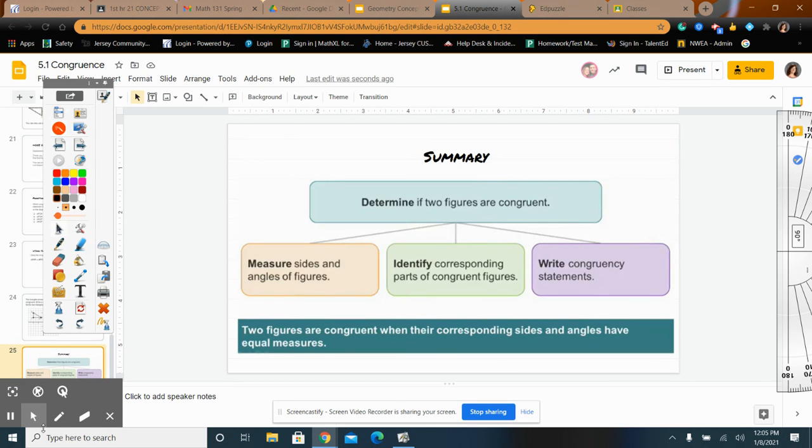Okay, so what did we do? We determined they're congruent by looking at all their corresponding parts, and you might have had to measure to do that, but it's way easier when they tell you. Find the parts that match and write those congruency statements, which are like a code.